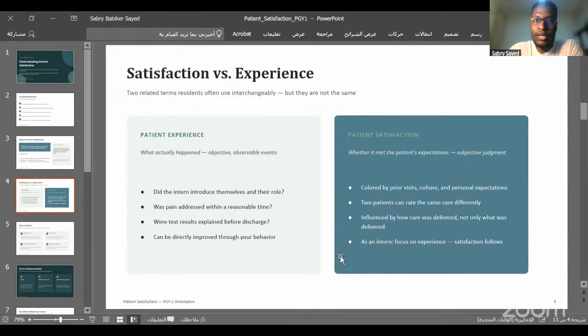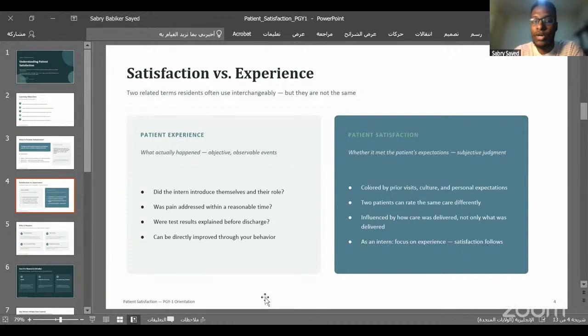So what is the difference between satisfaction and experience? The two related terms are often used interchangeably, but they are not the same. The patient experience is what actually happened to the patient. So it is objective, not subjective, while patient satisfaction is subjective. So it can differ, as we mentioned at the beginning of the presentation: it was the same care and the same provider for two different patients, but the satisfaction differs significantly between them, because it is subjective, not objective.